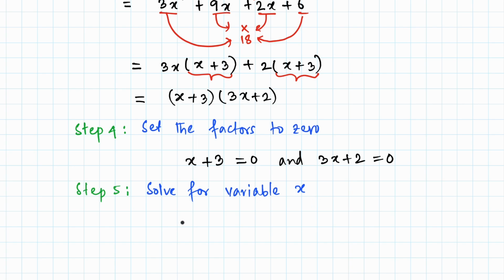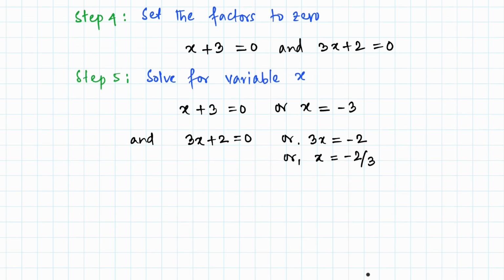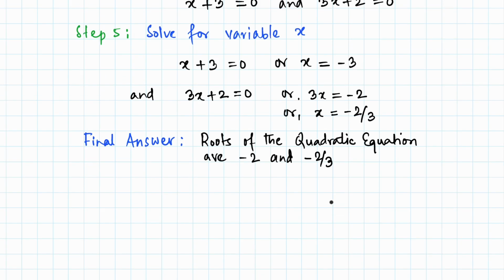So solve for variable x. So x plus 3 equal to 0, or x equal to minus 3, and 3x plus 2 equal to 0, or 3x is equal to minus 2, or x equal to minus 2 by 3. So therefore the final answer, the roots of the given quadratic equation are minus 2, minus 3 and minus 2 by 3.